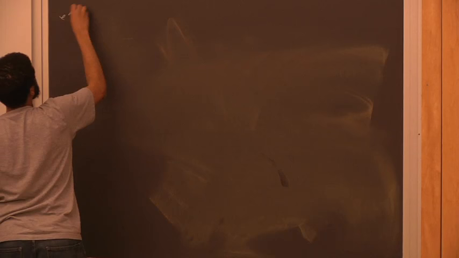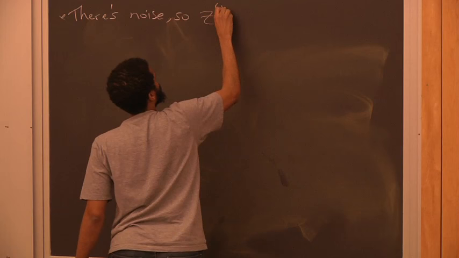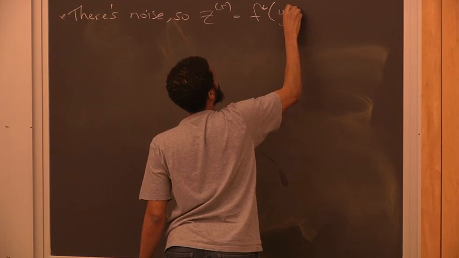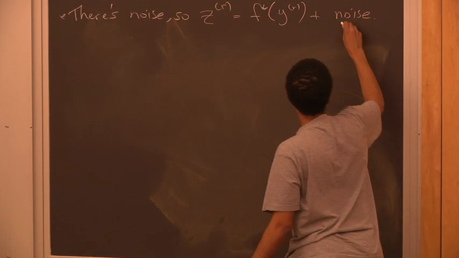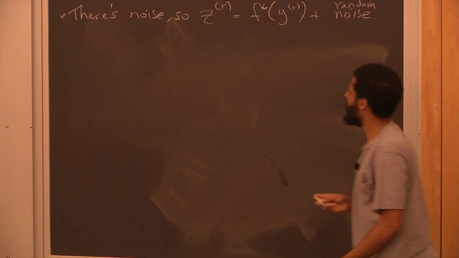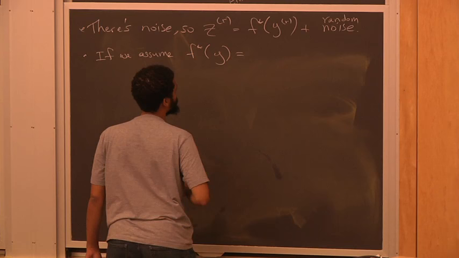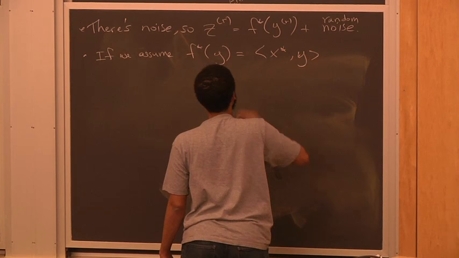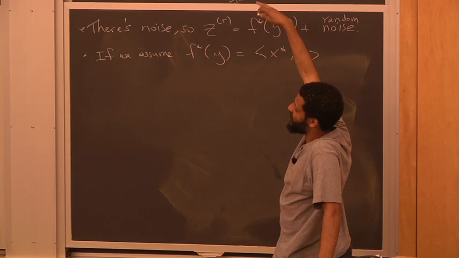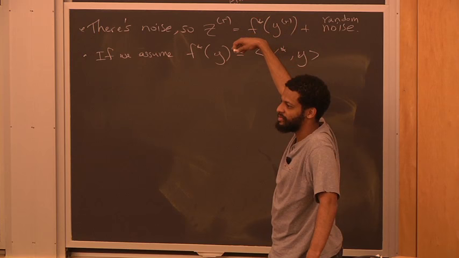There's noise. So Z_R is actually kind of f star. We're assuming that Z_R is actually f star of Y_R plus random noise. Okay. And if we assume that f star of Y is actually equal to a dot product, kind of x star of Y, then what X_LS is doing is it's returning for us the maximum likelihood estimator of f star. It's giving us the maximum likelihood estimator for x star over here.